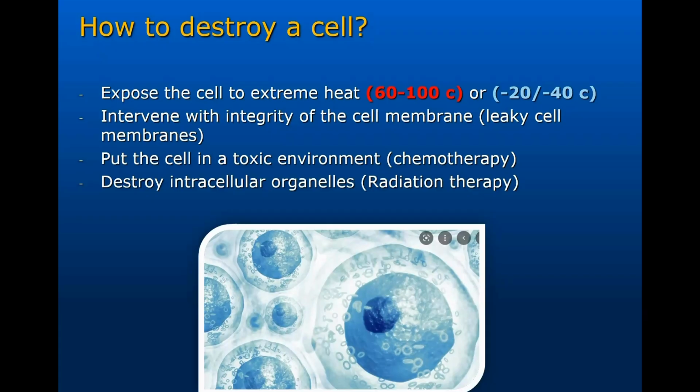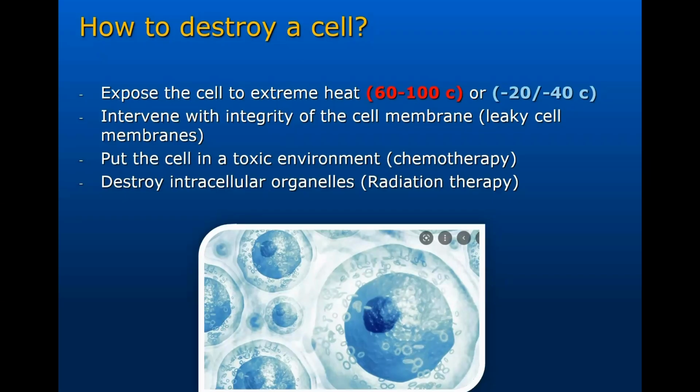So the first way, which we are concerned about today, is to expose the cell to extreme heat, extreme temperatures, whether you are doing this with hyperthermia or hypothermia. Hyperthermia is where you take the temperature up to 60 to 100 degrees Celsius, and hypothermia is when you go down to -20 or even -40 degrees Celsius. When we did research, we found that when you put the cell in this very extreme temperature, you can damage any human cell. There is no difference between malignant or benign. There is no difference between healthy or non-healthy.